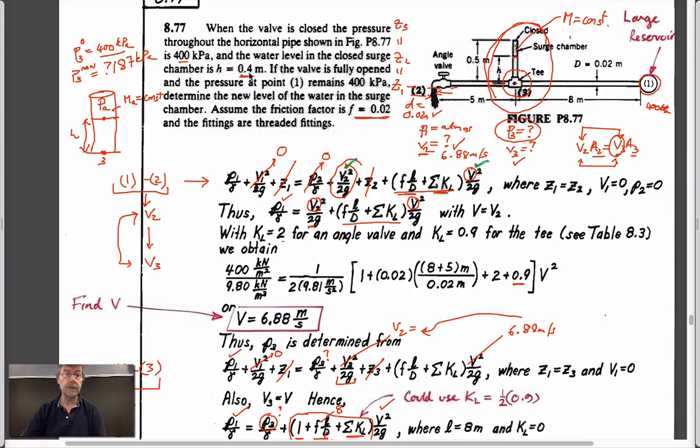Water level closed surge chamber is 0.4. Valve fully open. Pressure at point 1 remains 4. Okay. Determine the new level of water in the surge chamber. Assume the friction factor is 0.2. And it tells you what the fittings are. Yeah. So you have to assume in this case that this is equal to 0.2 meters. If this is a different diameter, then you could still do this calculation here, but you just have to know what the diameter was. So it's unstated here. But they've assumed it, and I've assumed it on their behalf. So that's the reason. Okay. Any others?